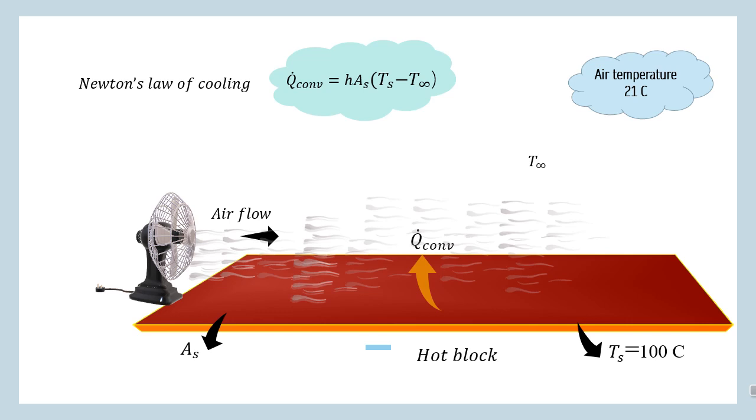The convection heat transfer coefficient, h, is not an inherent property of the fluid but an experimentally determined parameter dependent on various factors such as surface geometry, fluid motion nature, fluid properties, and bulk fluid velocity.